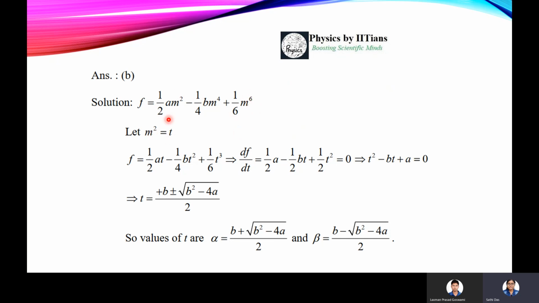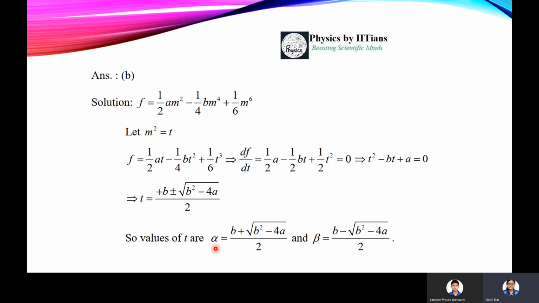Let us take this m square as t, so it will be easy for us to handle this power, like a into t minus 1 by 4 b t square plus 1 by 6 t cube. So dF/dt should be minimum, that is half a minus half into b t plus half t square should be equal to 0. So it will give you t square minus b t plus a is 0. So t is minus b plus minus root over b square minus 4ac by twice a. So here minus of minus b, that is plus b, plus minus root over of b square minus 4 into a into 1, divided by 2 into 1.